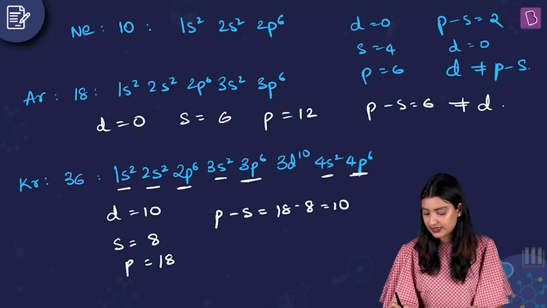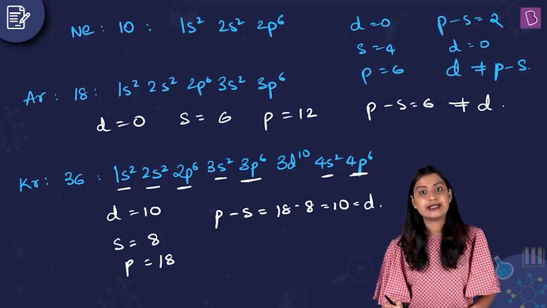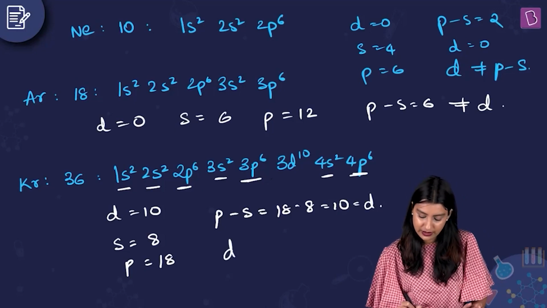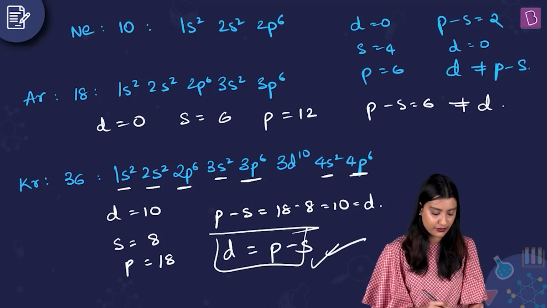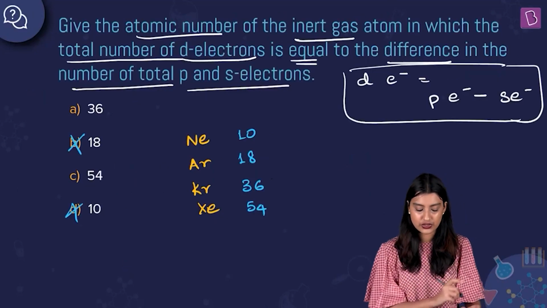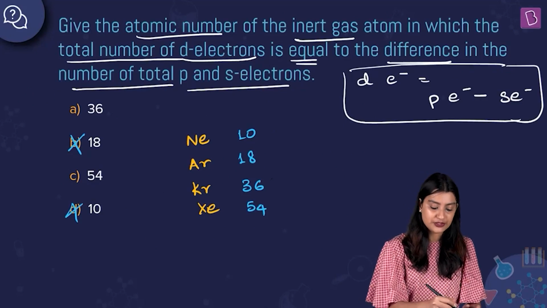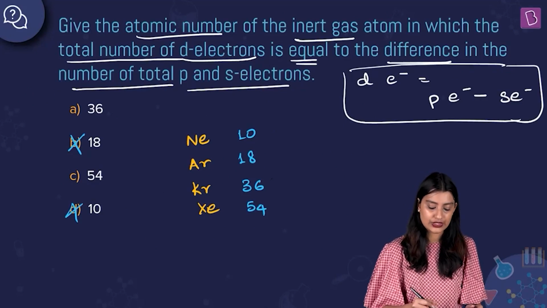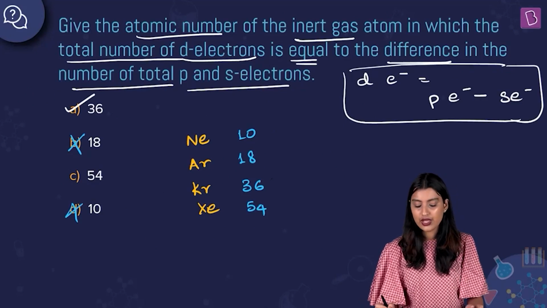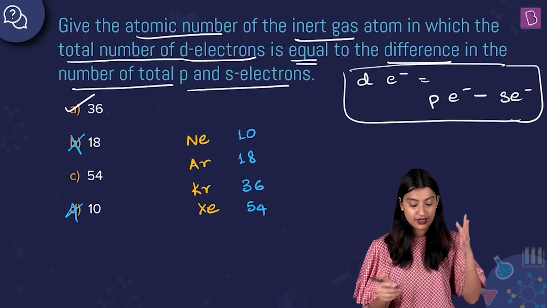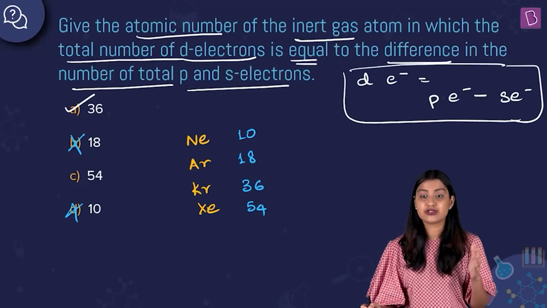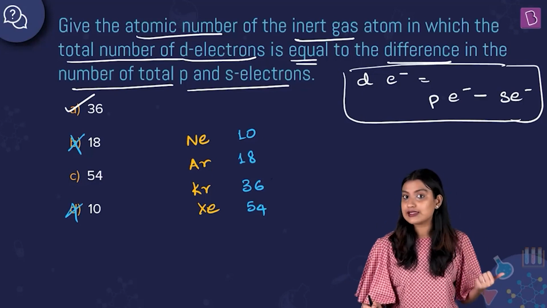And yes, that is equal to the number of d electrons, which means here we have satisfied the relation that the number of d electrons is equal to the number of p electrons minus the number of s electrons, which means option A, 36, is going to be the right answer to this question. See, it's not going to satisfy for xenon. You can calculate if you like, but it's not going to satisfy. So the right answer to this question is going to be option A, 36, that is krypton.